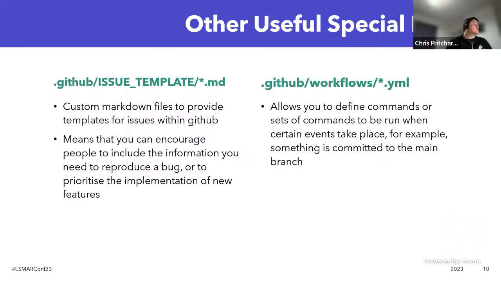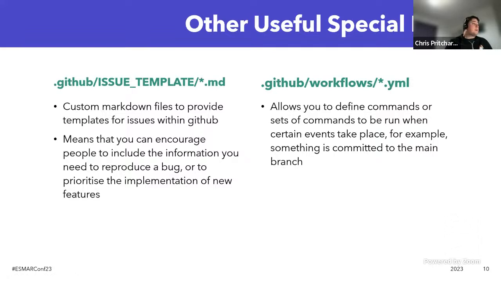And we'll also talk a bit about the GitHub Actions workflows files. So that's within the .github/workflows folder, and ends with the YML extension. It lets you define commands or sets of commands to be run when you, for example, commit a change to the main branch or similar.